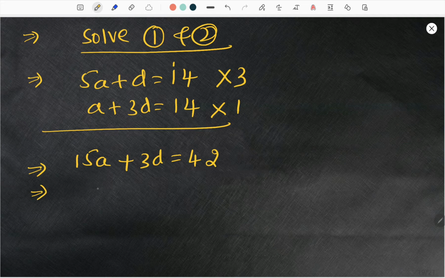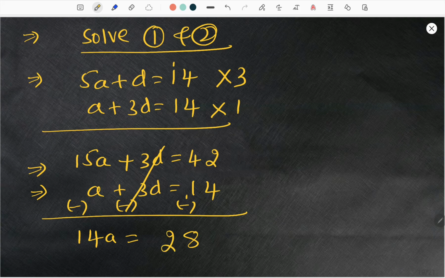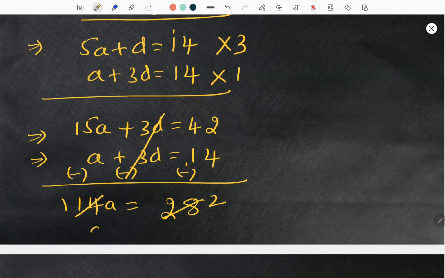Then afterwards I have another equation, that is a plus 3d is equal to 14. Then put a bar here, it is minus, here also minus, here also minus. 3d minus 3d get cancelled. 15a minus a is 14a, and that is equal to 12 minus 4, 8, 1 is a carry, 4 minus 2 is 2. Then I am going to have the value of a here, 14 1s are, 14 2s are. Then I get a is equal to 2. So this is the value of a.